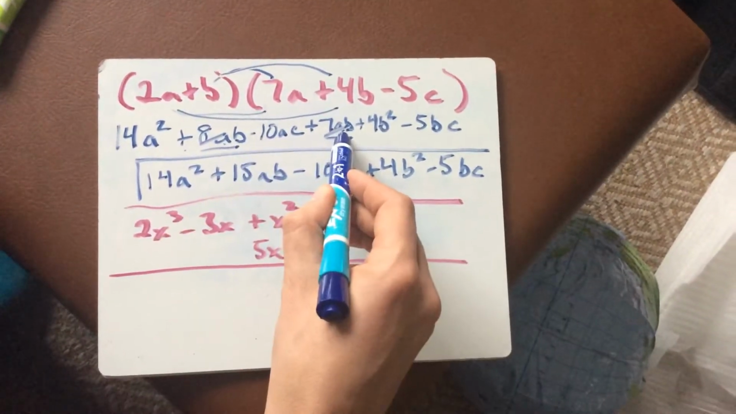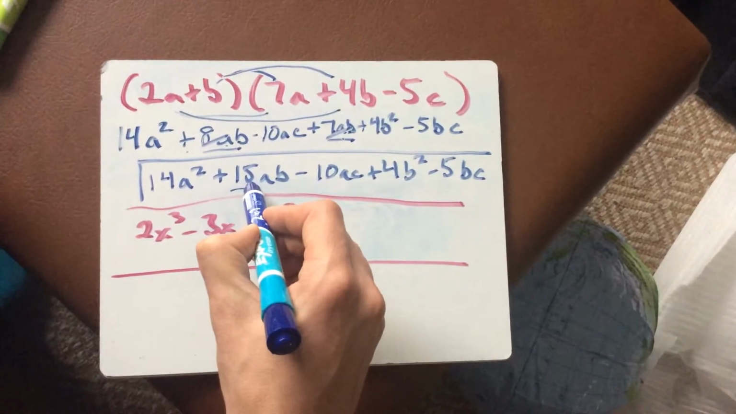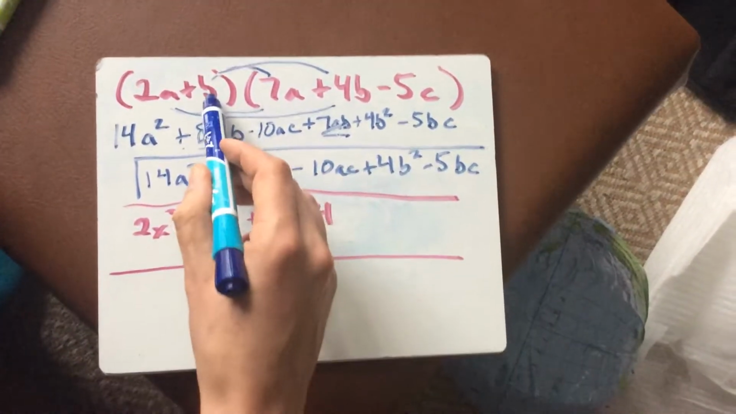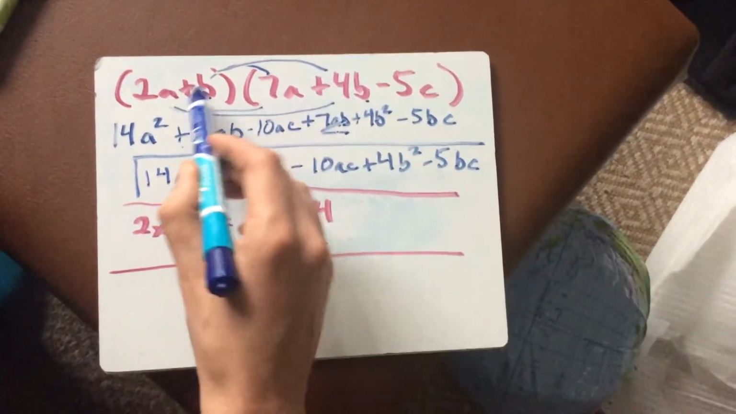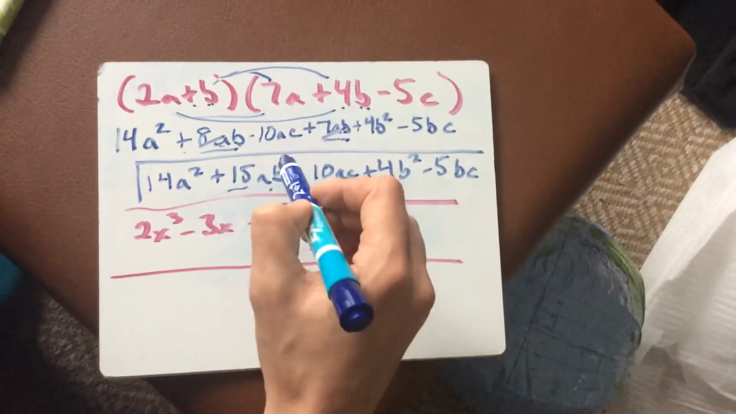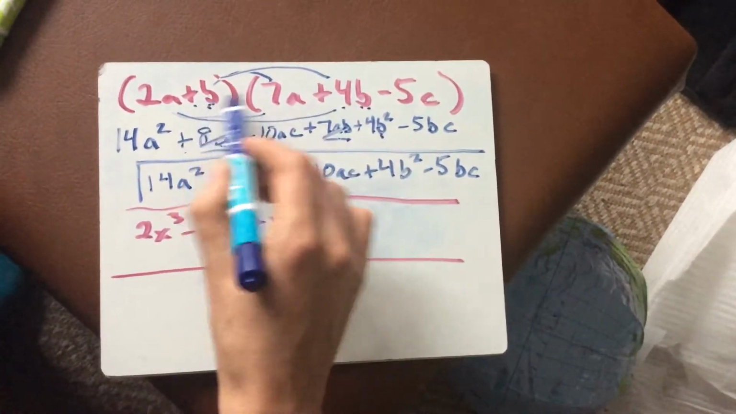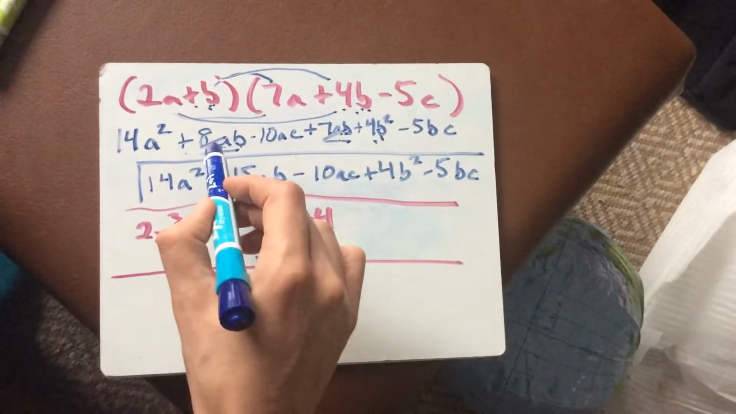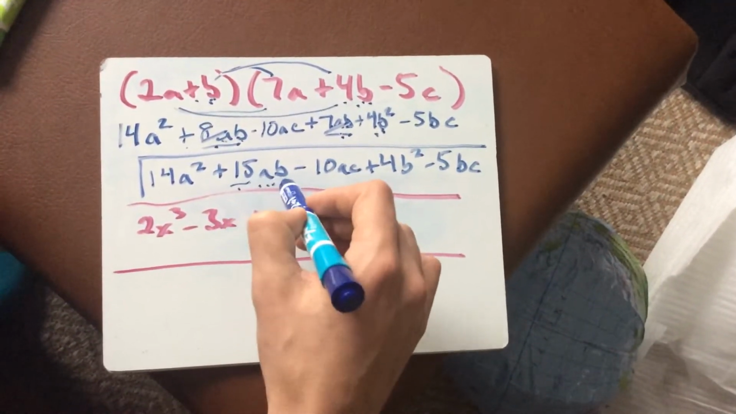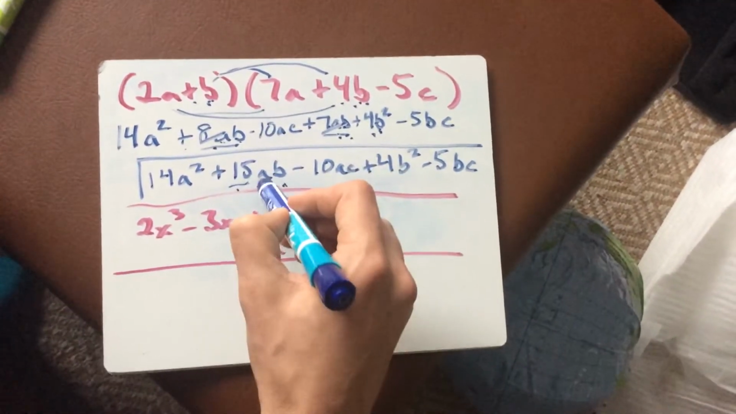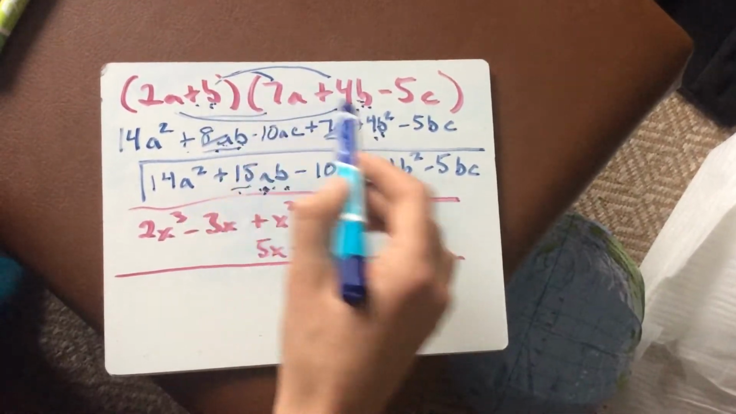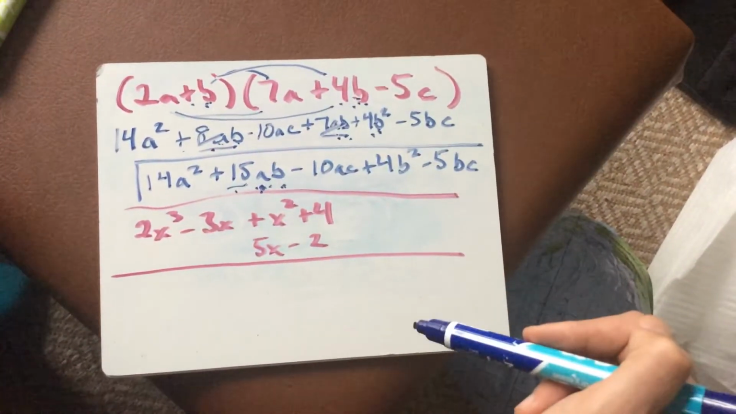Remember, since I'm adding here, I added the coefficients, but I kept my variables the same. When I'm multiplying, I multiply my coefficients, and then I add the exponents of my variable. So that's why b times 4b is 4b squared, but 8ab plus 7ab is 15ab, not a squared b squared. Because this is being added, so I leave my variables the same, whereas this is being multiplied, so I add the exponents on the variables.